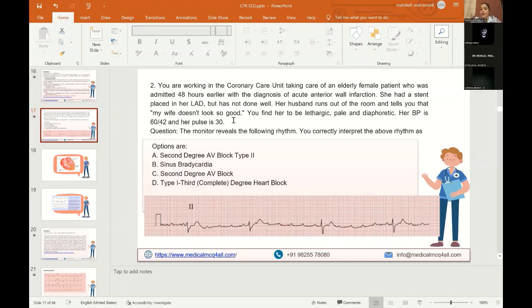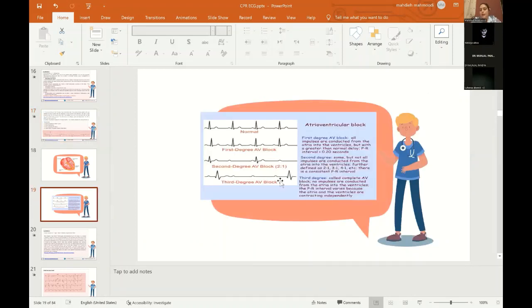And you see the patient has a bradycardia, has a low blood pressure, all due to complete heart block. This is where you see other blocks. This is a normal, this is a first degree block, which is increased PR interval. Second degree blocks, you see there are two types. We're going to talk about it later. And you have third degree or complete heart block.